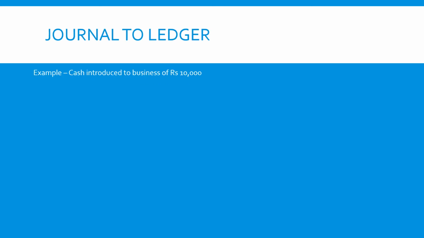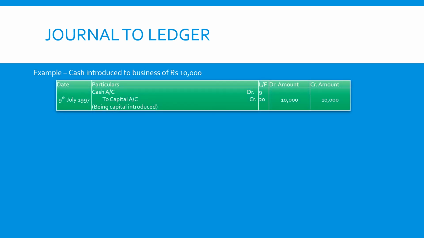Okay, now let's go into a practical example where we try to understand how we record a journal and go from journal to ledger. Here I have taken a very simple example of cash introduced to business for rupees 10,000. So how do I record a transaction here in the journal? As per the date, I have taken just a vague date, which is 9th July 1997. On this particular date, this transaction happened.